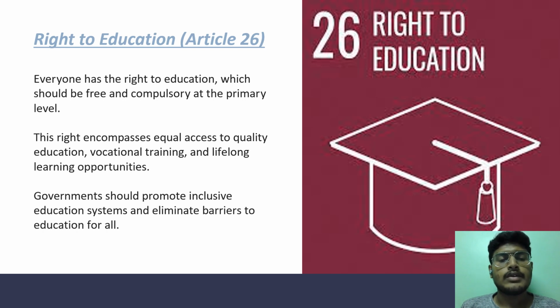Everyone has the right to education, which should be free and compulsory at the primary level. This right encompasses equal access to quality education, vocational training, and lifelong learning opportunities. Government should promote an inclusive education system and eliminate barriers to education for all.